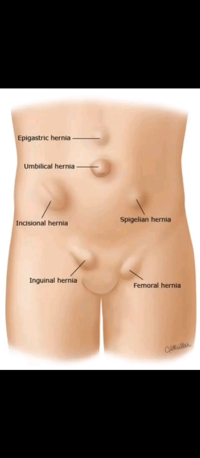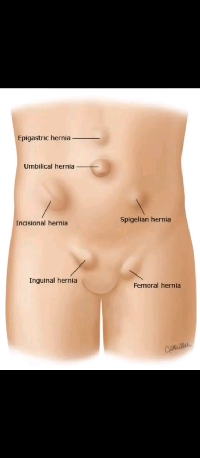So as the diagram is illustrating here, it is showing the types of hernia that someone is likely to develop. Before we even talk about the types of hernia, we can describe what hernia is. Hernia is the protrusion or bulging of an internal organ or a tissue through the weak abdominal wall muscles.